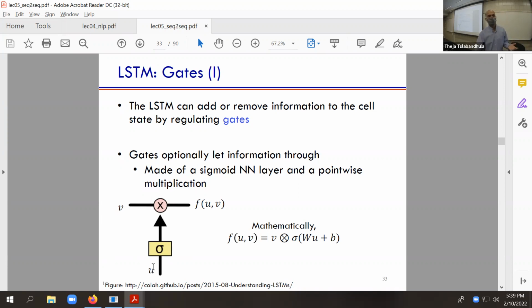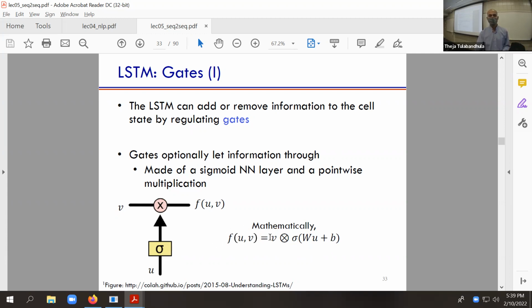Okay, let's say it's high, then pass the information through, whatever vector was there, pass it through. If the gate's input control is some vector that's really low, all zeros or maybe negatives, then maybe make the output all zeros. So that operation mathematically is just this.